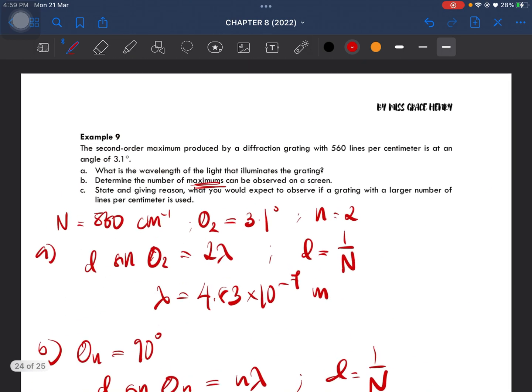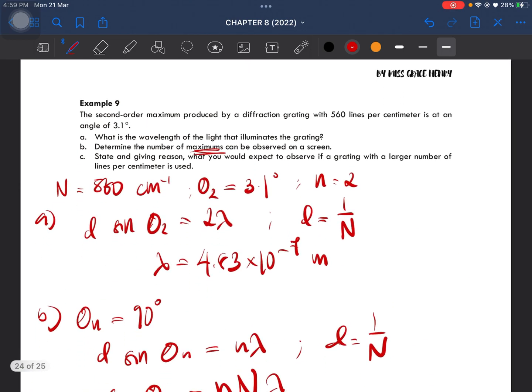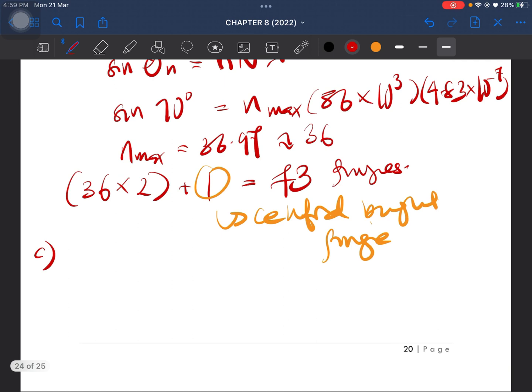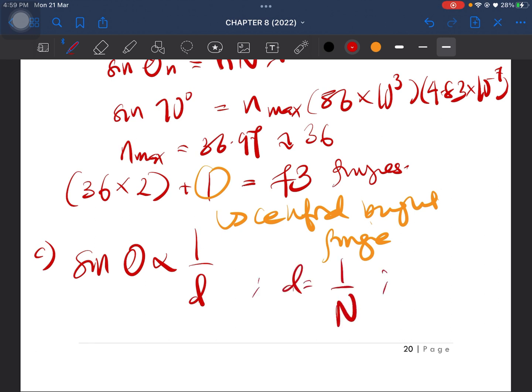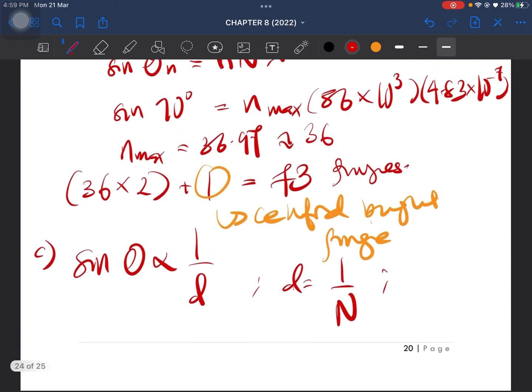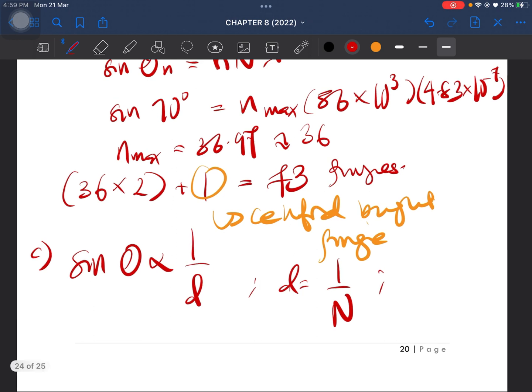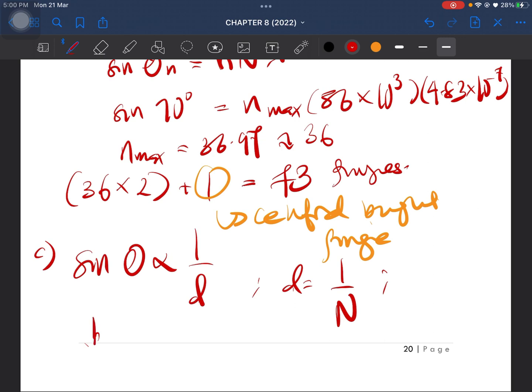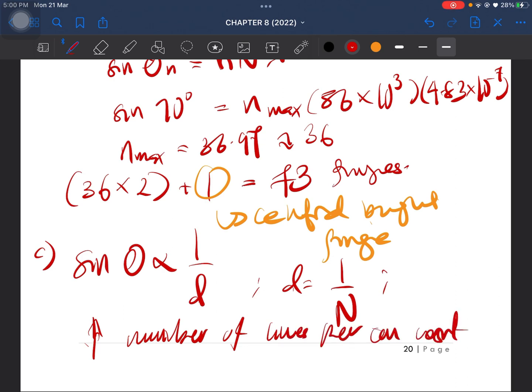Okay, and then question C, state and give reason what you would expect to observe if a grating with a larger number of lines per centimeter is used. Okay, so this is asking the relationship. So sine theta is directly proportional to 1 over d. And we know that d is equal to 1 over n. So, when a greater number of lines is used per centimeter, it would result in a much larger diffraction angle. Okay, so larger number of lines per centimeter results in a larger diffraction angle.